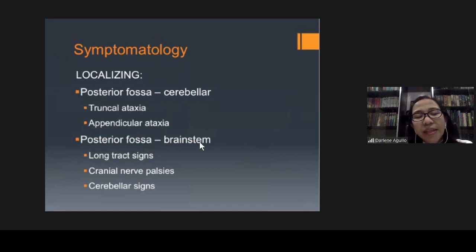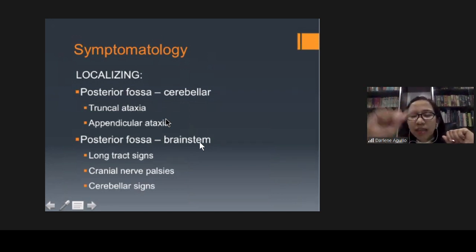Localizing signs include for the posterior fossa tumors involving the cerebellum, syempre kung vermian or vermis midline, you will have truncal ataxia, no? Ataxic gait. If the cerebellar hemispheres are involved, you have appendicular ataxia. So ipsilateral to the lesion.